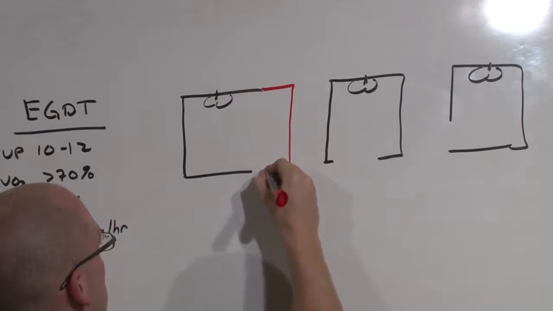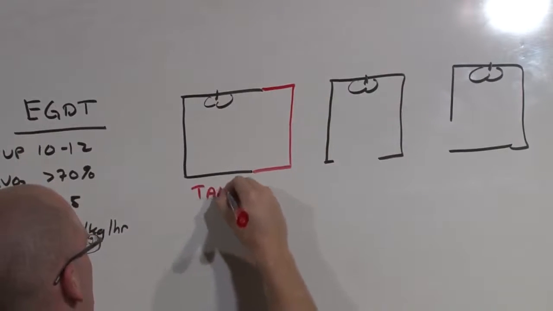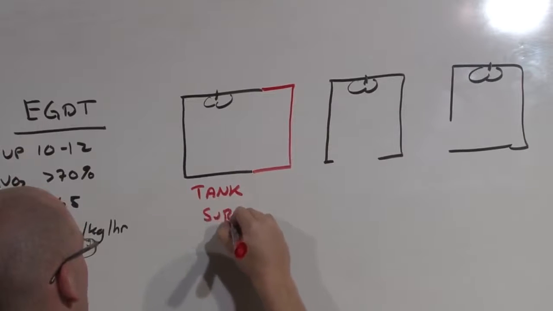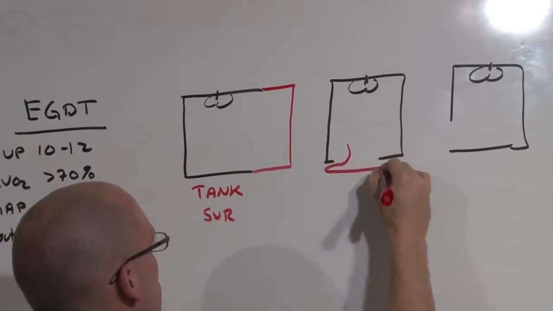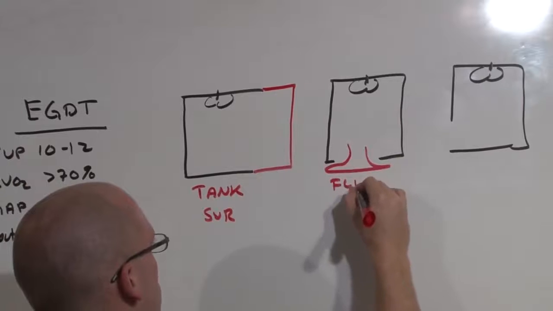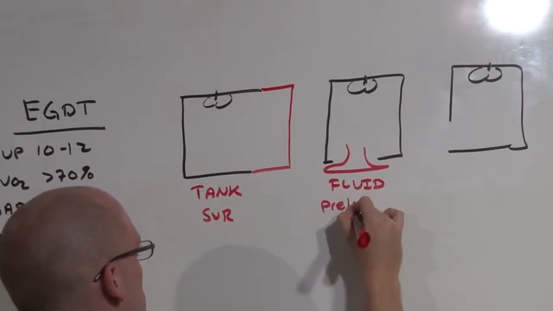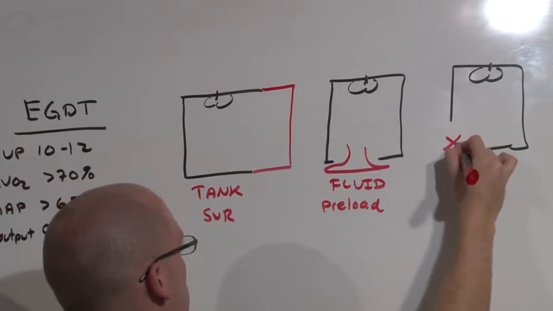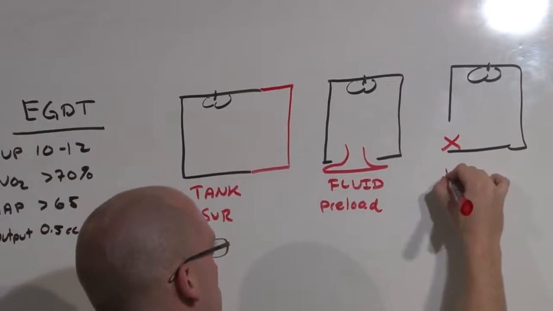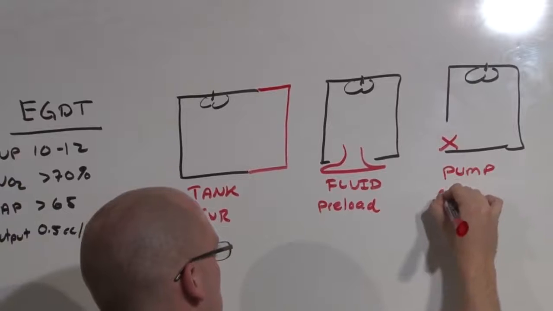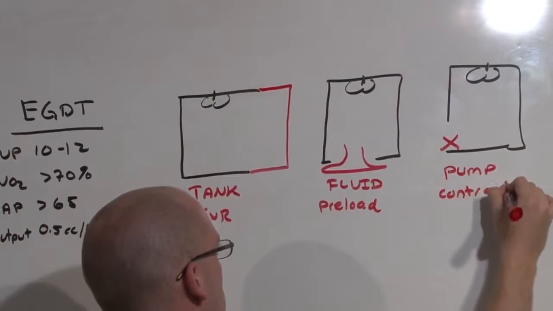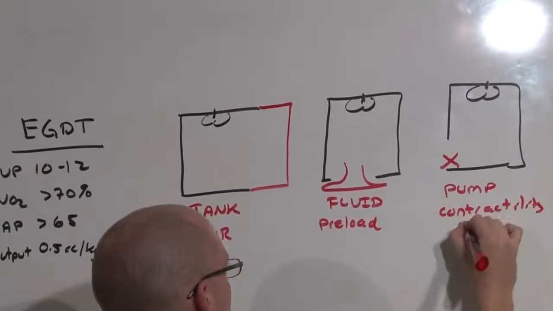Tank's too big. Problems with SVR. Problems with the fluid. Problems with preload. Pumps broken. That's contractility and heart rate.